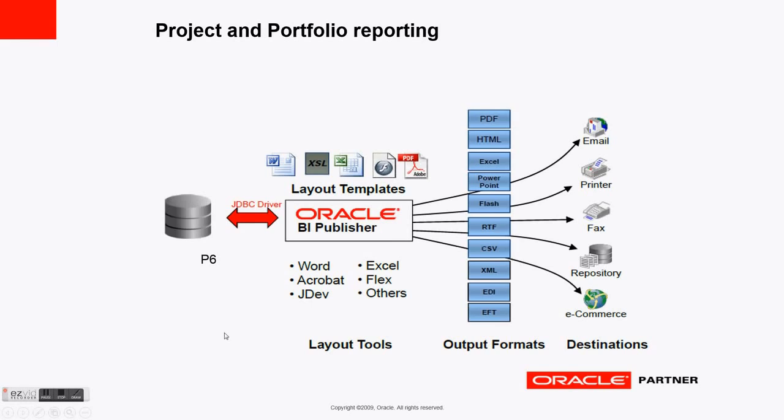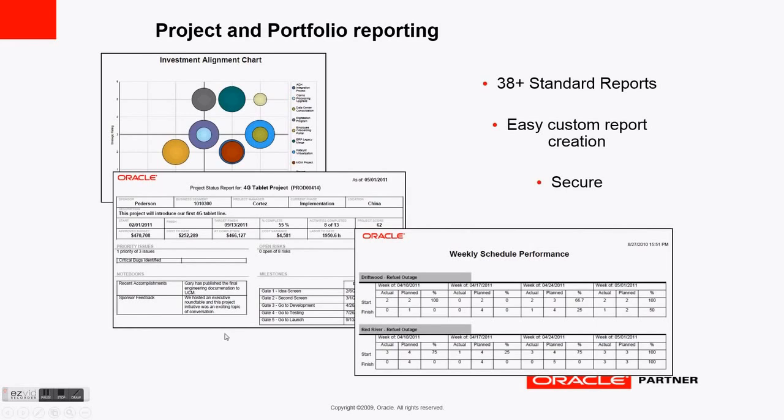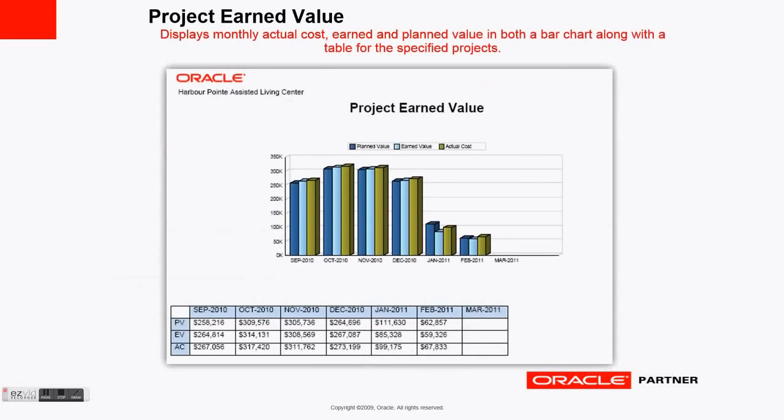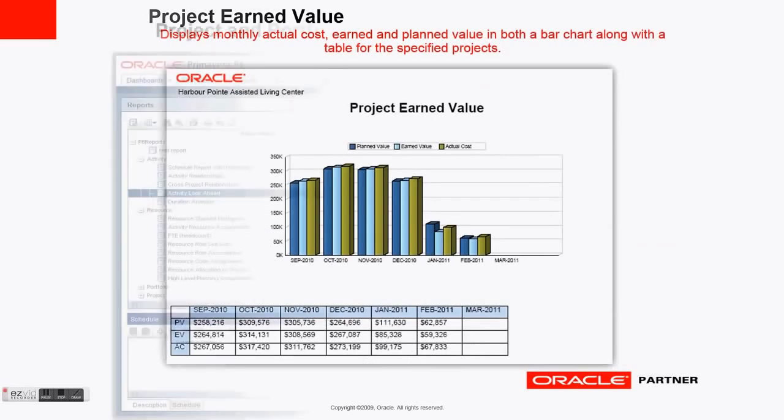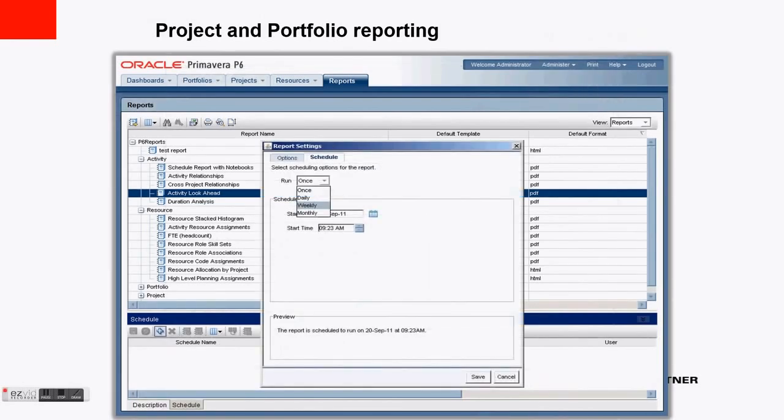Oracle Primavera P6 comes with Oracle's Business Intelligence Publisher. It comes with 38 standard out-of-the-box reports, and allows you to report at the portfolio level, project level, and down to the detailed level. Also report on projects' earned value. Automate your reports by scheduling them weekly to run and email out to your distribution list.